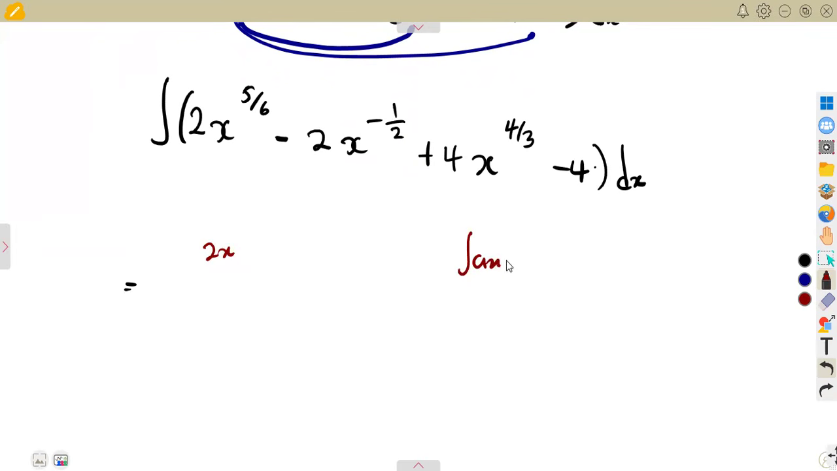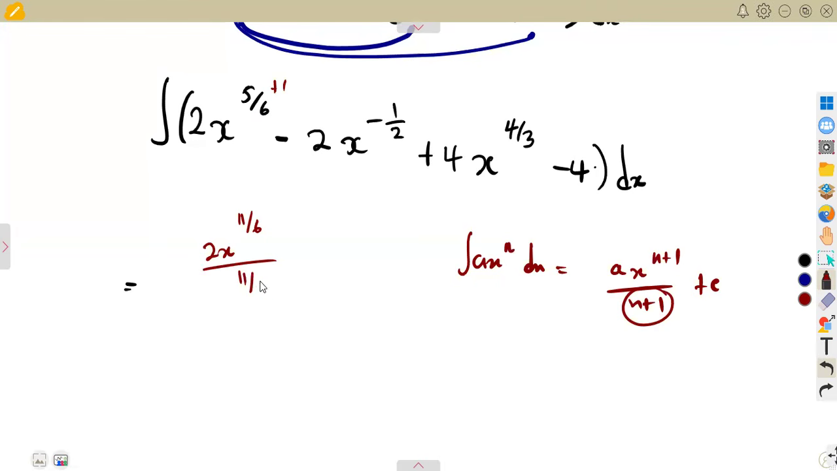The integral of ax to the exponent of n with respect to x is going to be ax to the exponent of n plus 1, over n plus 1. You're supposed to add 1 to the exponent. 5 over 6 plus 1 is 11 over 6. You divide by the new exponent that you're given, which is 11 over 6.